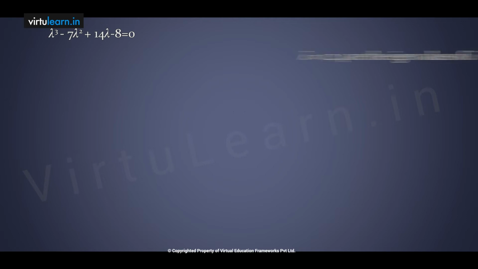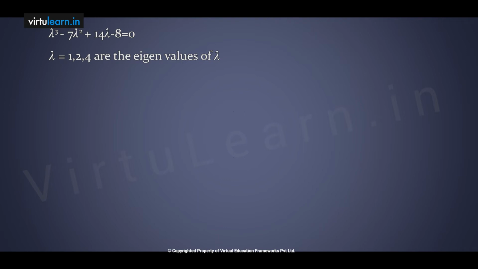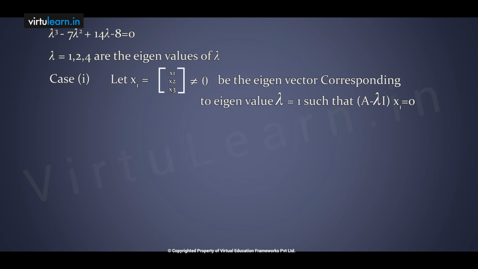That implies lambda equal to 1, 2, 4 are the eigenvalues of A, capital matrix A. Now, since these three are different eigenvalues, you calculate the eigenvectors by the cross multiplication method. Let x1 equal to (x1, x2, x3), which is not equal to 0, be the eigenvector corresponding to eigenvalue lambda equal to 1, such that (A minus lambda I) into x1 equal to 0.